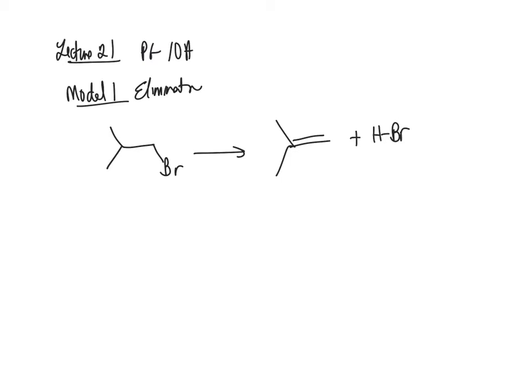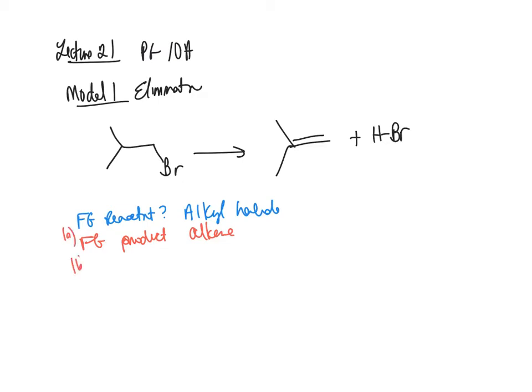So the first question it asks, for the reaction shown in Model 1, what is the functional group of the reactant? Did you write alkyl halide? Okay. What is the functional group of the product? Did you write alkene? 1B, what two atoms in the reactant are eliminated? Did you write H and Br?